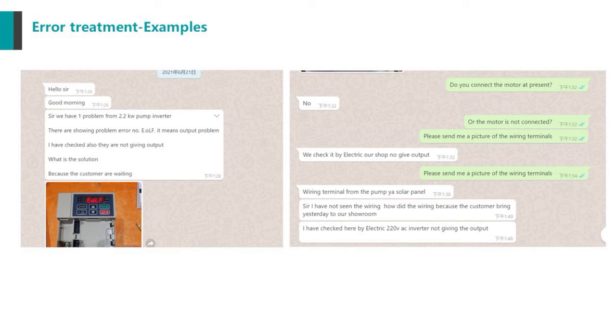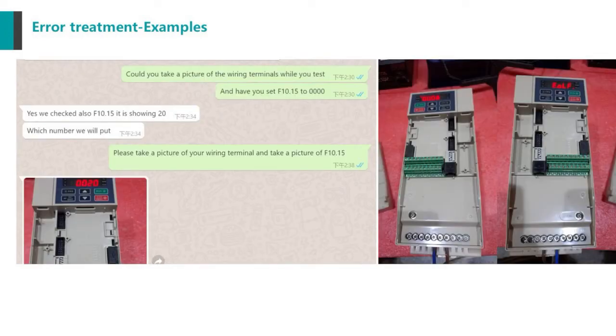But actually, this customer is using a single phase pump. So I told him to disable the output phase loss protection at first. And you could see the customer told me he already set F10.15 to 0020. Actually, the output disable is just the 0 digit. So if it is 0020, it means the output phase loss protection is already disabled.